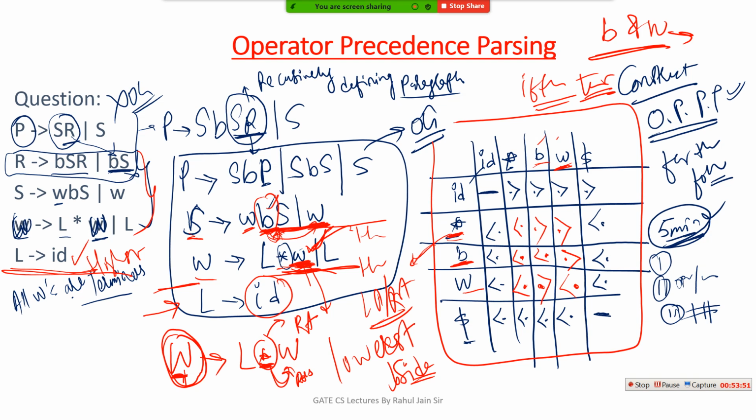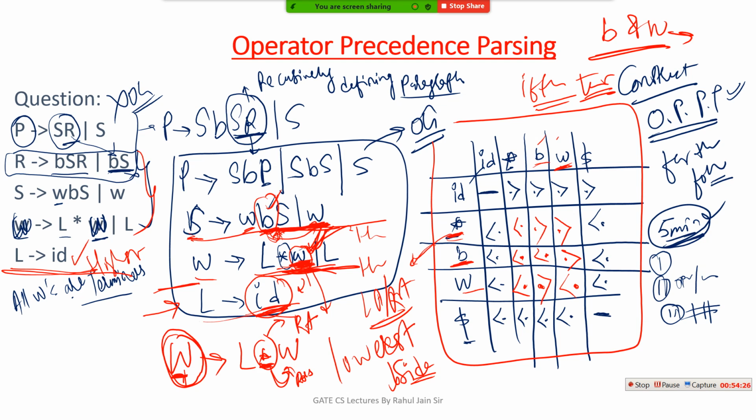Why? Because in the grammar, this W exists on the lowest side, because this transition exists in the lowermost side and this transition exists on the uppermost side. So whatever transition exists in the lowermost side, if we find any terminals in that, we can directly say that it has higher precedence. That is why this W has higher precedence. ID is further at somewhat lower level than this W, so this ID will have the highest precedence because it is in the lowest side of the transition.